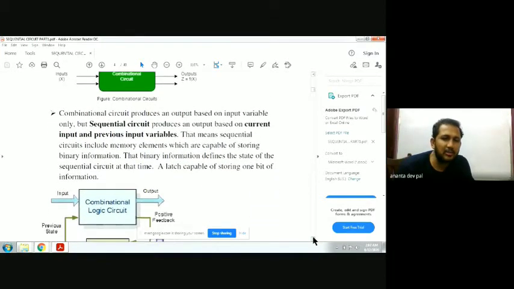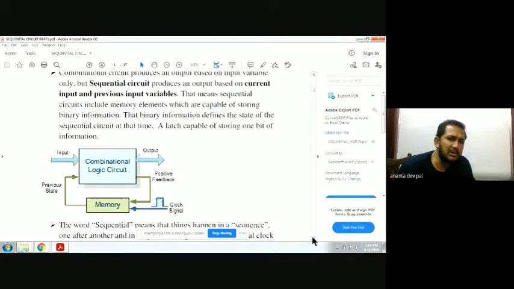So this is the diagram of sequence circuit. It consists of combinator circuit and memory.